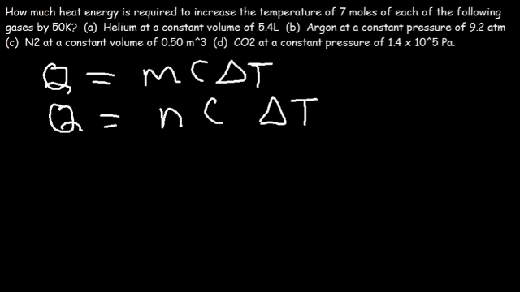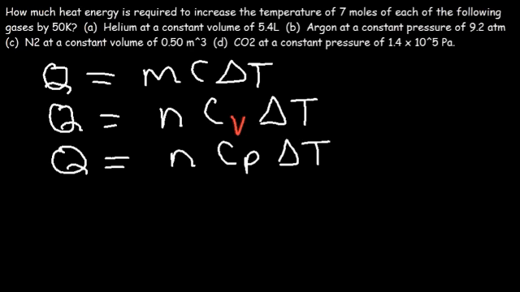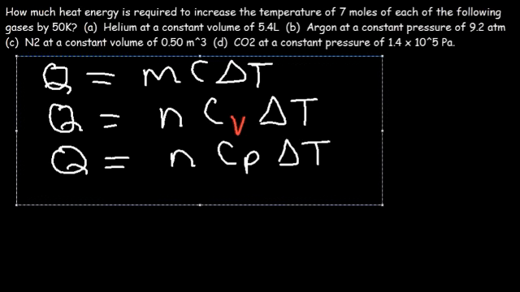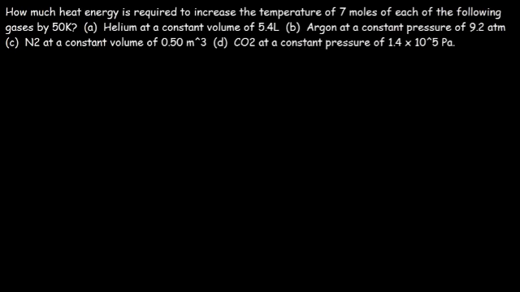At constant volume, you want to use CV, the molar heat capacity measured at a constant volume process. And under constant pressure conditions, you want to use CP, the molar heat capacity at constant pressure. Now, what exactly is CV for helium? We see we have an isochoric process, the volume is constant, but what is CV for He? How can we find it?